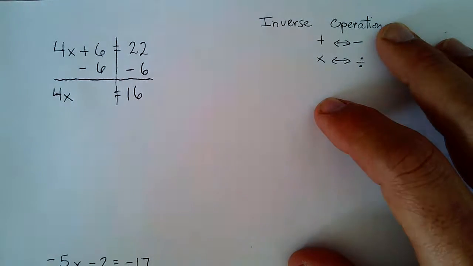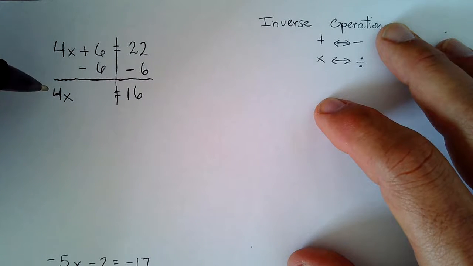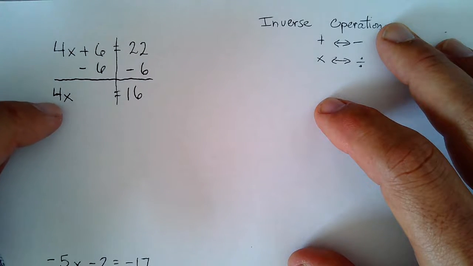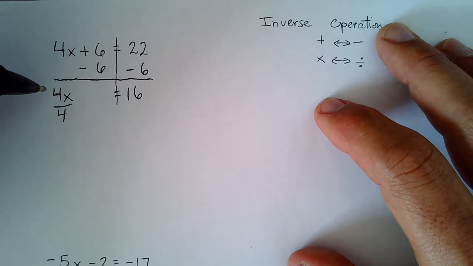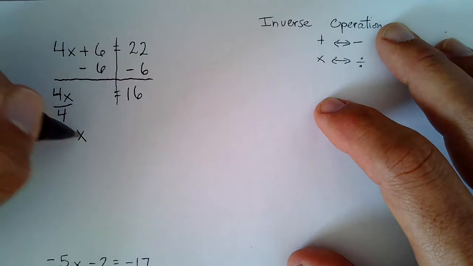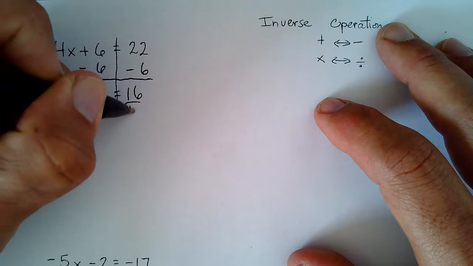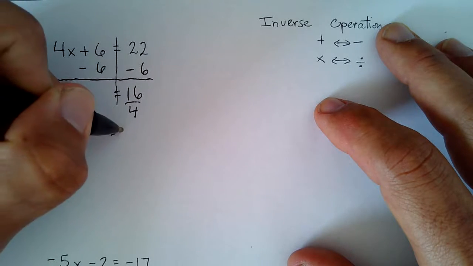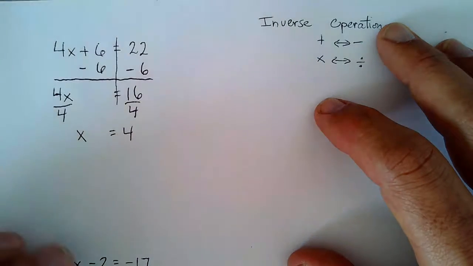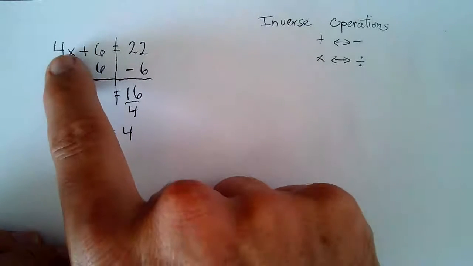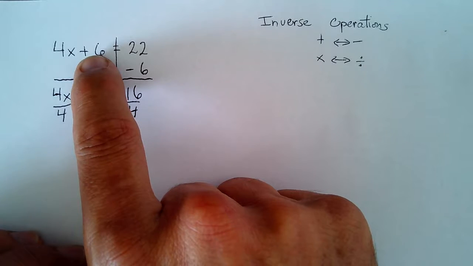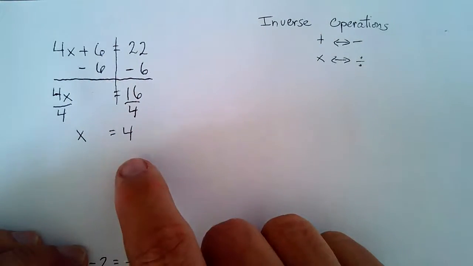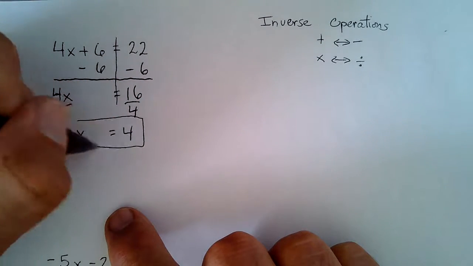Finally, what I would do is I would divide both sides by 4 because I'm multiplying 4 times my variable. Since that's multiplication, I divide by 4. These would cancel, and I have to divide this by 4, and 16 divided by 4 is 4. And that works. 4 times 4 is 16, and 16 plus 6 is 22, and that's my target. So this is the solution.